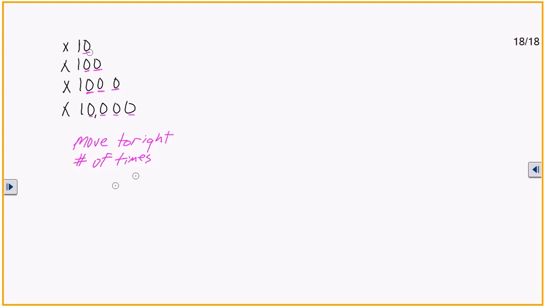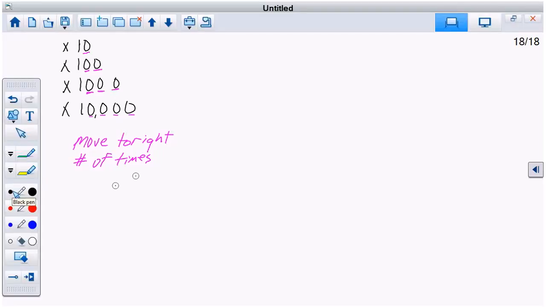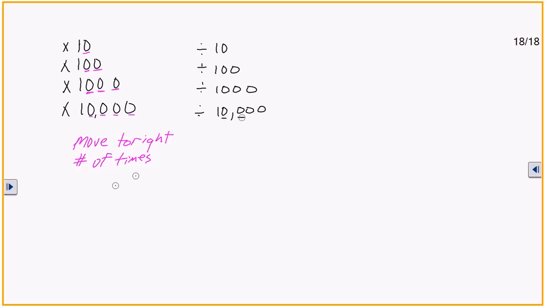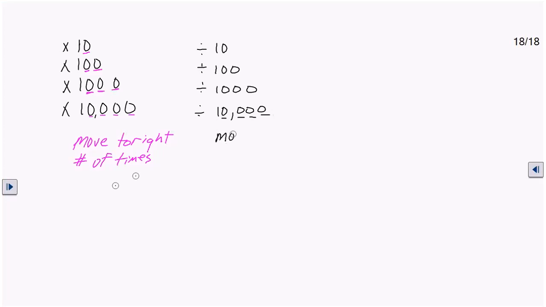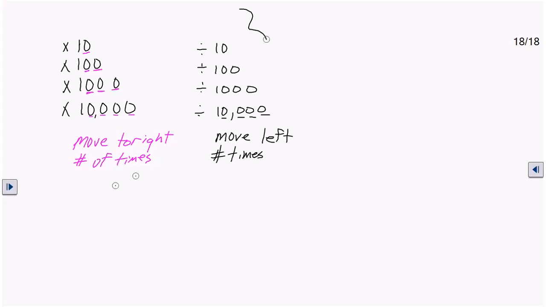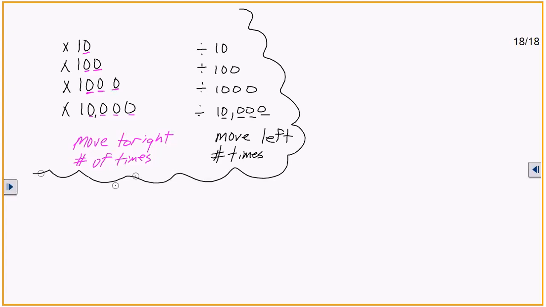If I divide by 10, or divide by 100, or divide by 1,000, or divide by 10,000, and so on, you count the number of zeros, and you move to the left that number of times. So just remember that little trick. When you're multiplying by base 10, you move to the right, and when you divide, you move to the left. Now, with that being said, I'm going to write a problem on the board.